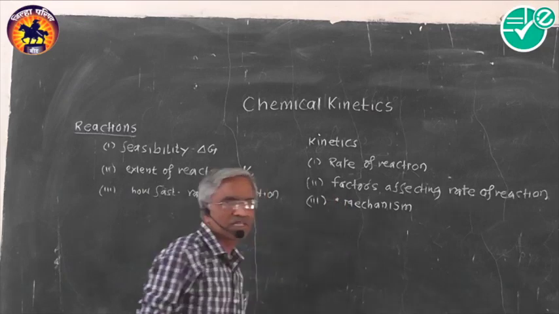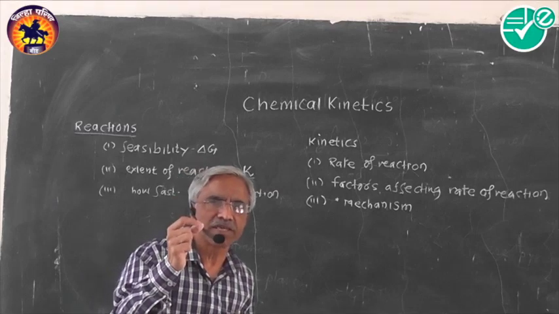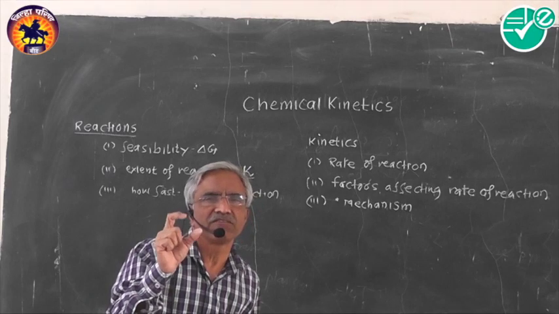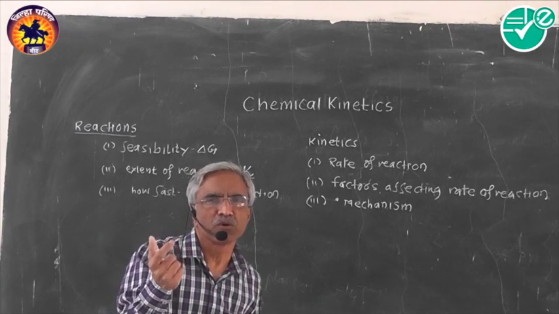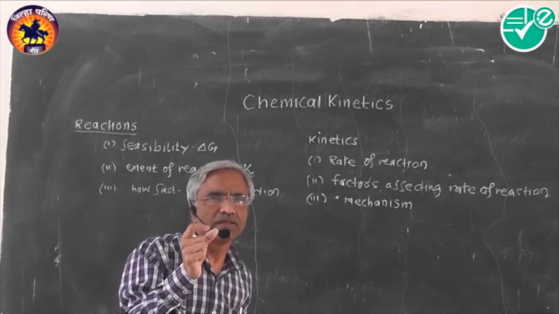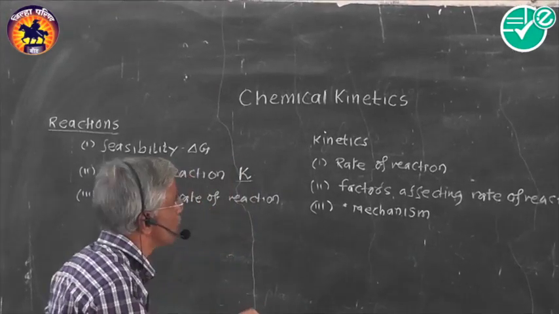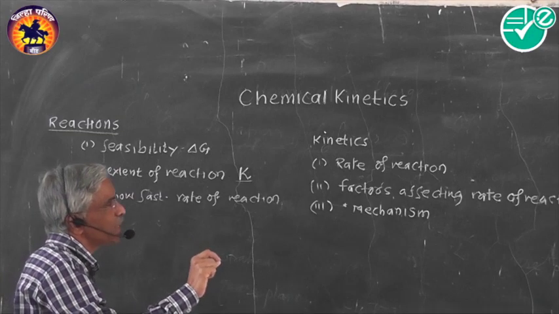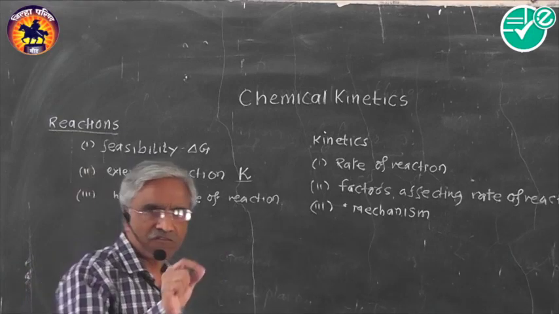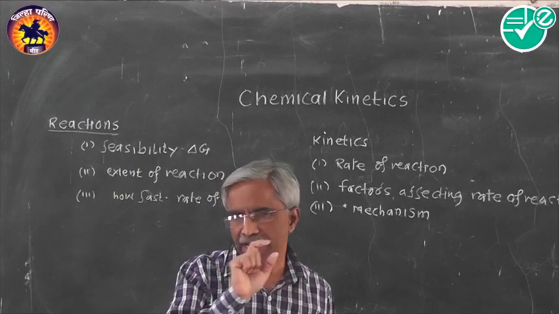Particularly in organic chemistry, you have studied that different chemical reactions take place in different sequences of steps, and a few steps are very important where bonds are broken or certain cleavages take place. So the different steps through which the reaction proceeds are called the mechanism. So kinetics is the branch of physical science which deals with the rate of reaction, the factors affecting the rate of reaction and the mechanism of the reaction.